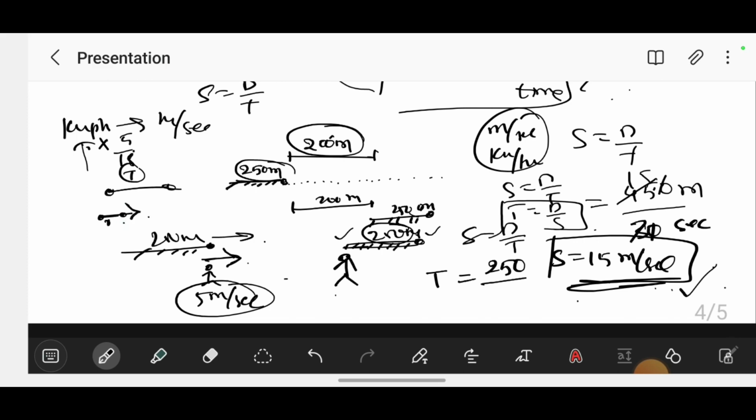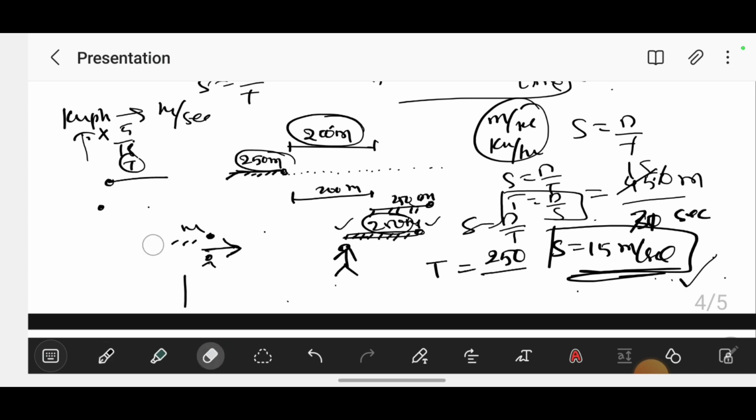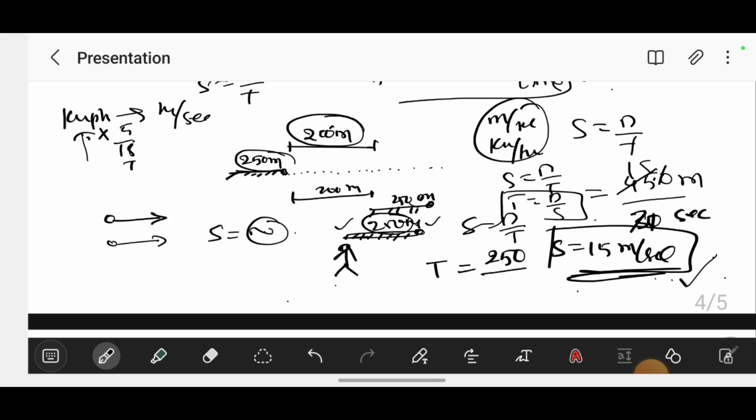So you have to minus the speed of man from the speed of train. Okay, you please remember this concept. If both are running in the same direction, the speed should be the difference between them, and if both are running in the opposite direction, the speed should be the addition between them. Okay, that means plus.